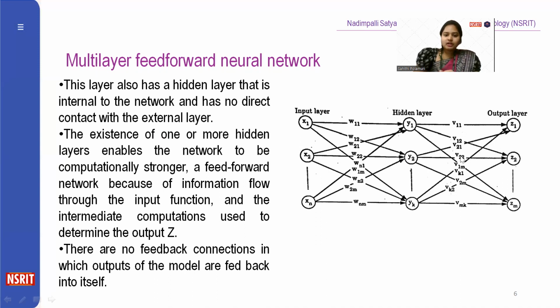And since we have a hidden layer, the neural network will be computationally stronger because of the hidden layer only. Always remember, it is better to always use a multi-layer neural network instead of a single layer neural network. As in this diagram, as we have a hidden layer, our neural network is computationally stronger compared to a single layer neural network. So this is about a multi-layer feed-forward neural network.